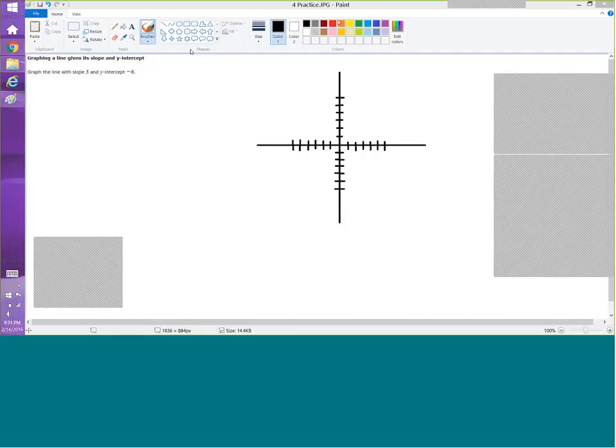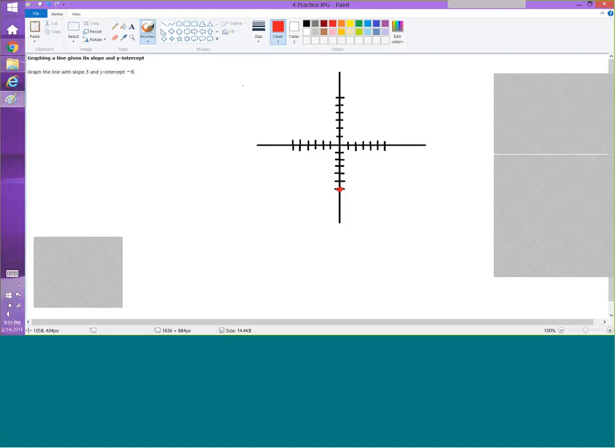Doesn't look like it, so we're going to go ahead and start with our y-intercept of -6. Whoops, as soon as I switch over to red, there we go. Y-intercept of -6 means I'm going to start from 0 and count down 1, 2, 3, 4, 5, 6. Just enough lines for that, huh?